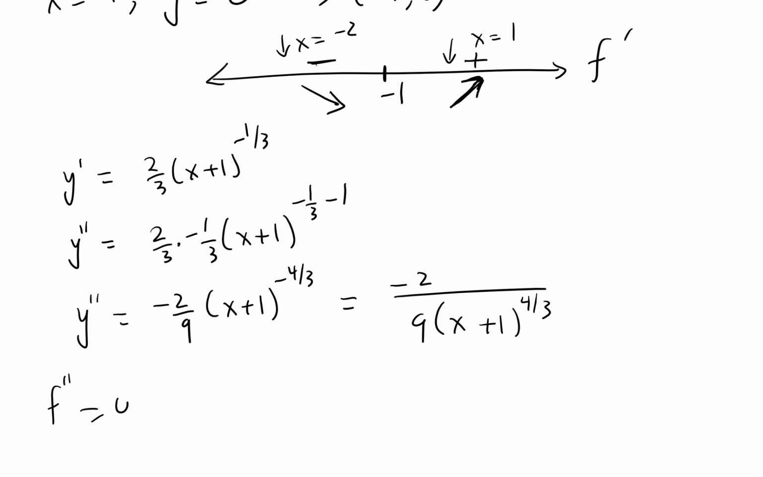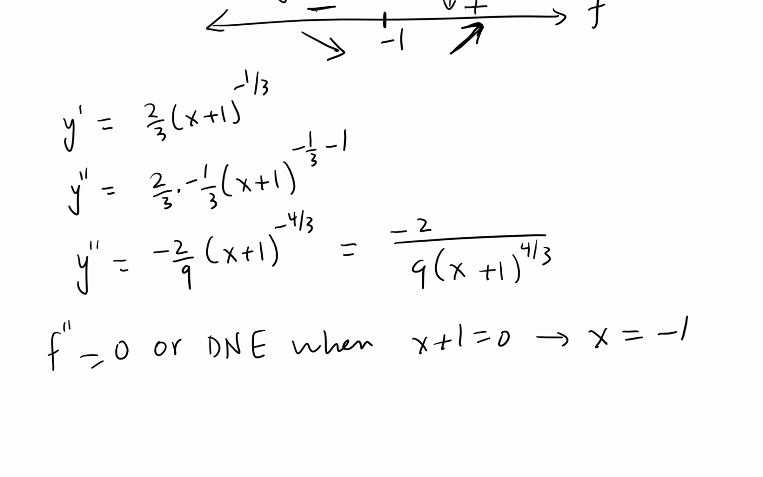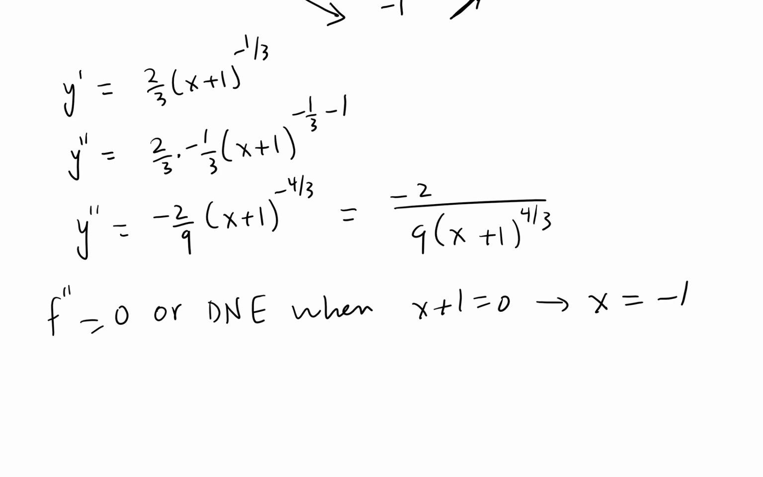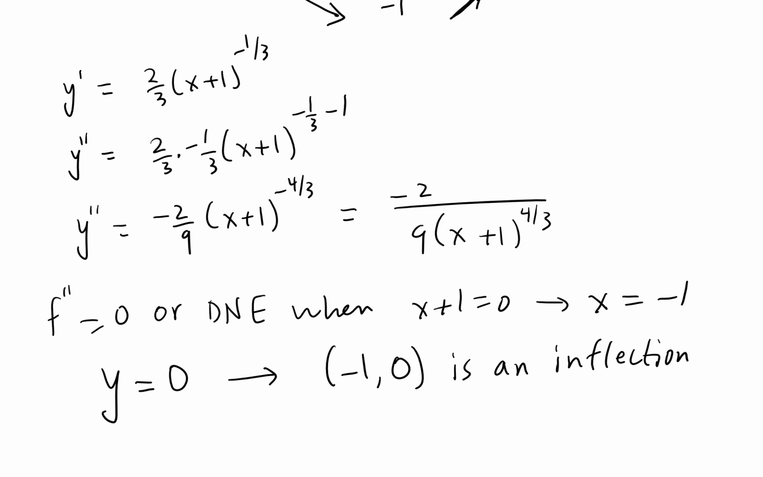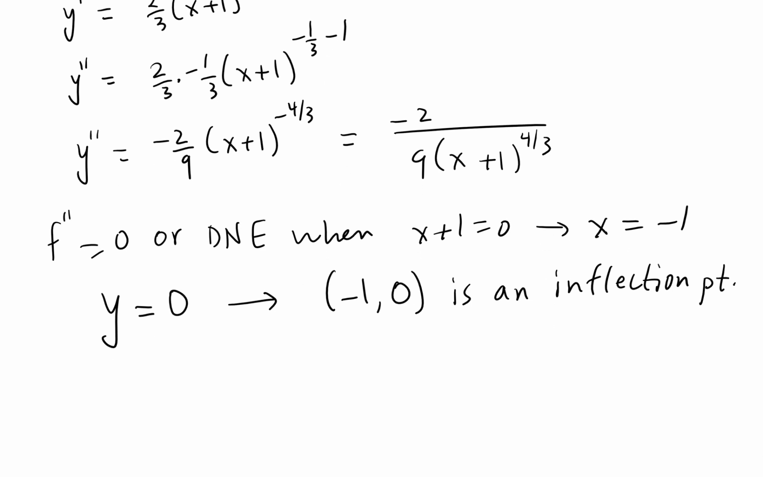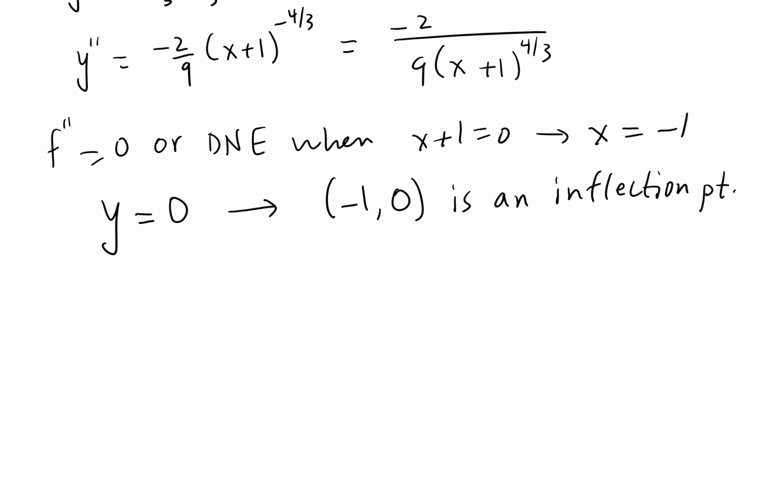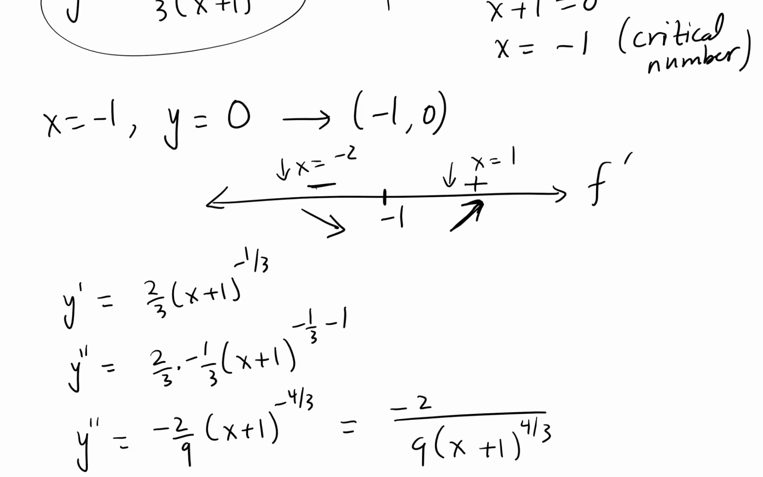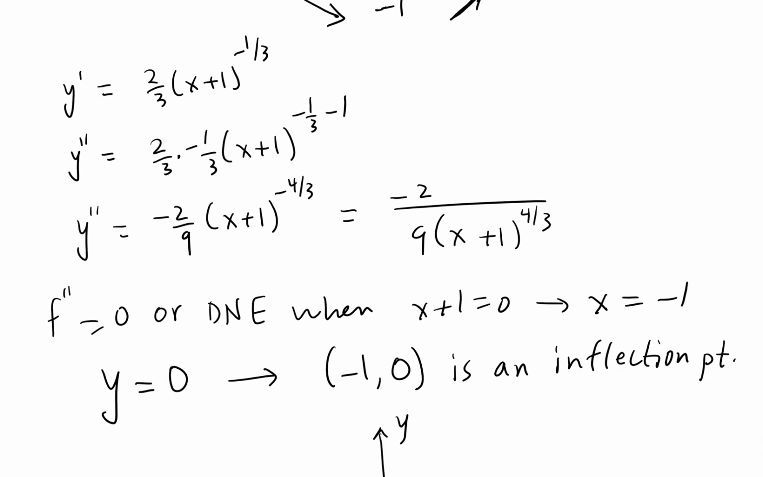Now the second derivative equals 0 or does not exist only when the denominator is 0. So when x is negative 1. When x is negative 1, we always substitute into the original function to find the y value, which will be 0. So (-1, 0) is an inflection point. And to graph this at (-1, 0), let's see what happened. It's decreasing below negative 1 and increasing after that.